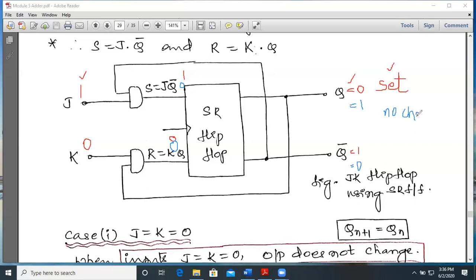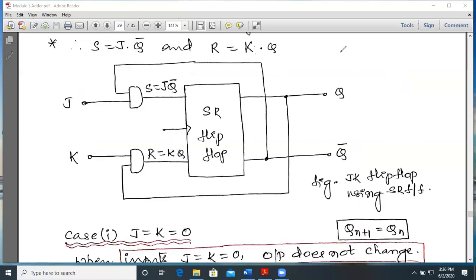What is the meaning of that no change? If Q is equal to 1, then it remains in that particular state. That means we can say that when J is equal to 1 and K is equal to 0, we are going to get the set state. What is the meaning of that set state? Q is equal to 1. That is what we are going to get over here. All right, so this is the analysis that we need to do.